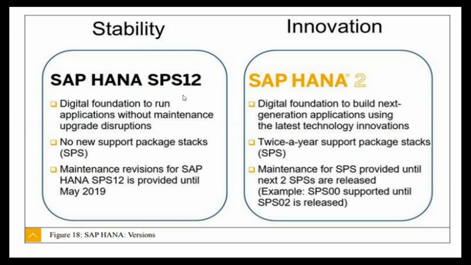So we have stability and we have innovation. With HANA Service Pack 12, we have a digital cloud to run applications without maintenance upgrade disruption. No new support package stacks. Maintenance revisions for SAP HANA Service Pack 12 are provided until May 2019. And HANA 2.0 is the digital foundation to build next generation applications using the latest technologies and innovations. Maintenance for a Service Pack is provided until the next two Service Packs are released. So Service Pack 02, 03, 04, 05 are also released now, guys.